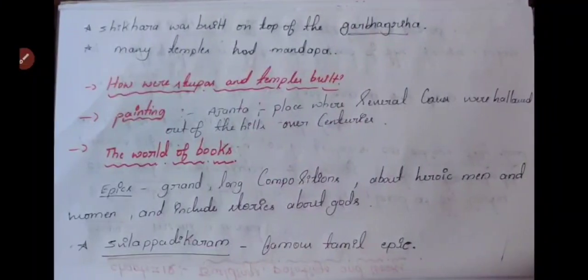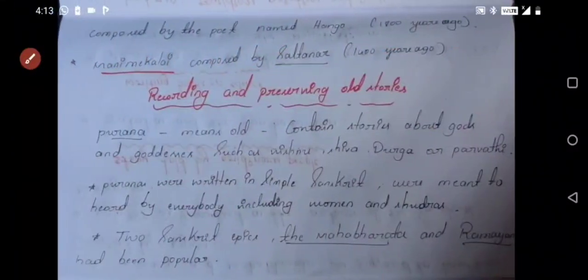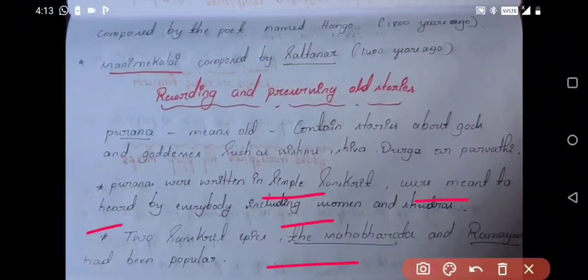Next, we shall see about the world of books. So, what are epics? Epics means grand, long compositions about heroic men or women, and that includes the stories about the gods. Now, Silapadikaram, what is this? This is a famous Tamil epic. This Silapadikaram was composed by the poet Ilango around 1800 years ago. Then another Tamil epic, the Manimekalai, was composed by Sattanar around 1400 years ago.